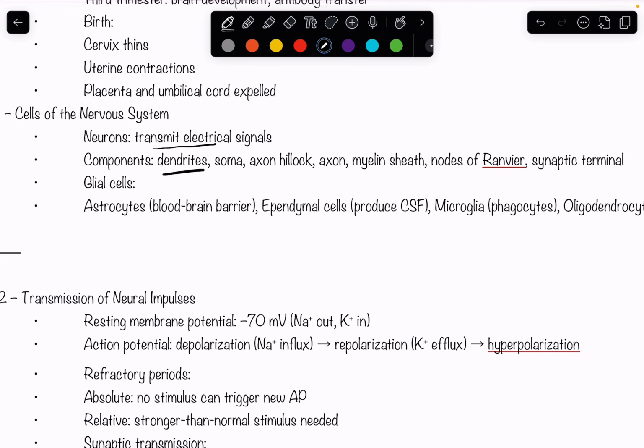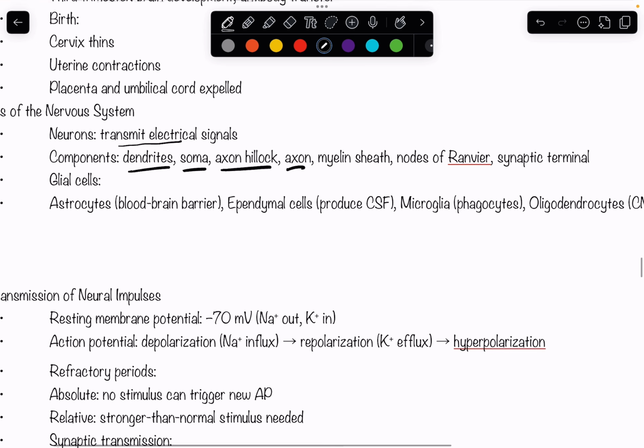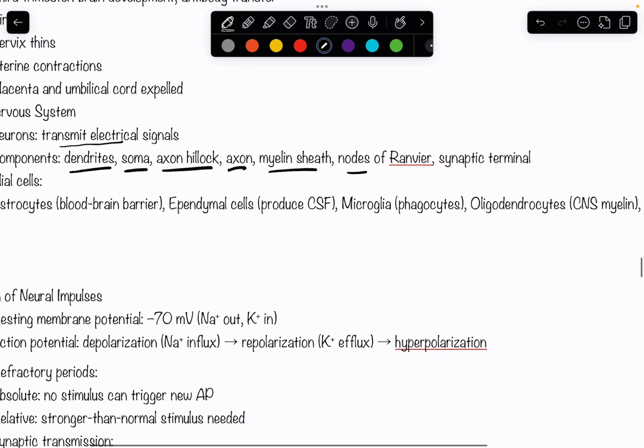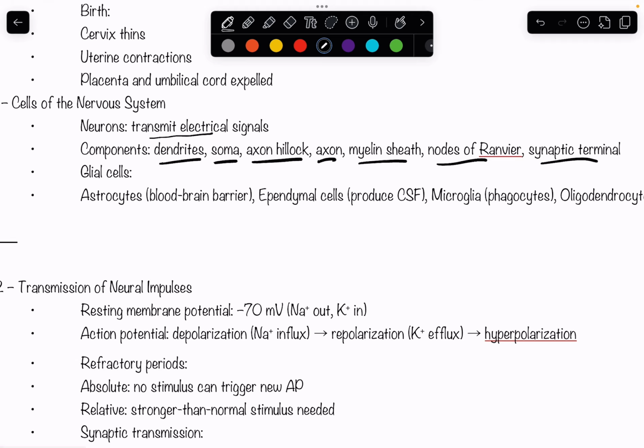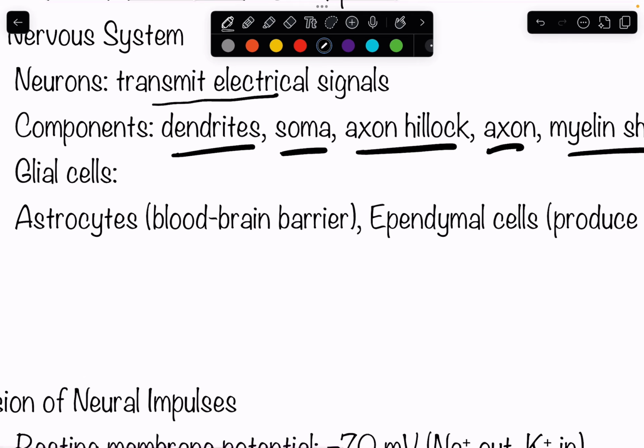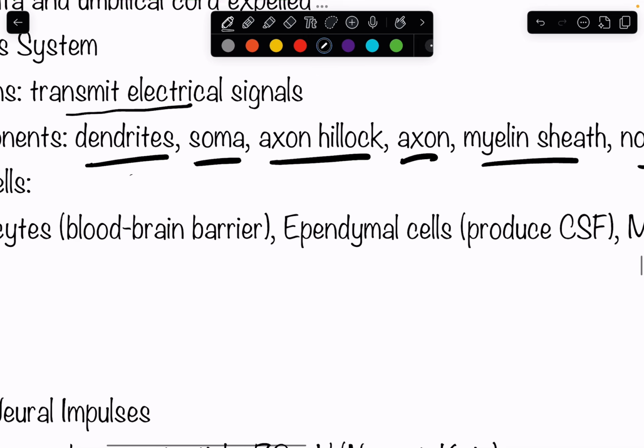Well, you have your dendrites, your soma, your axon hillock, your axon, your myelin sheath, your nodes, and your synaptic terminal. So what does this mean, right? Dendrites are like the edges of your neuron. It looks kind of like a sun, but dendrites come off your neuron. Your soma is your neuron cell body, okay? Your axon hillock is pretty much under your soma.